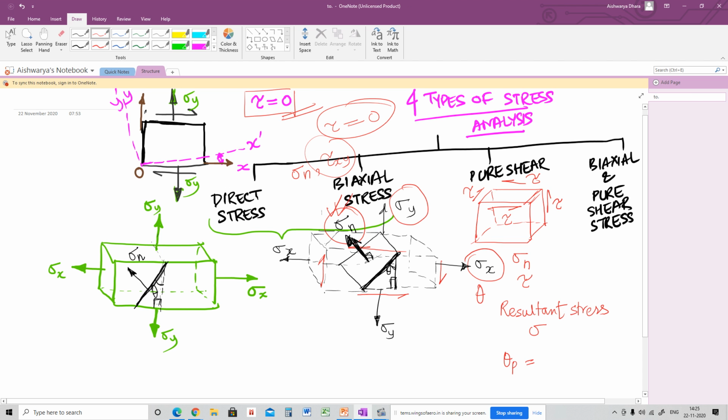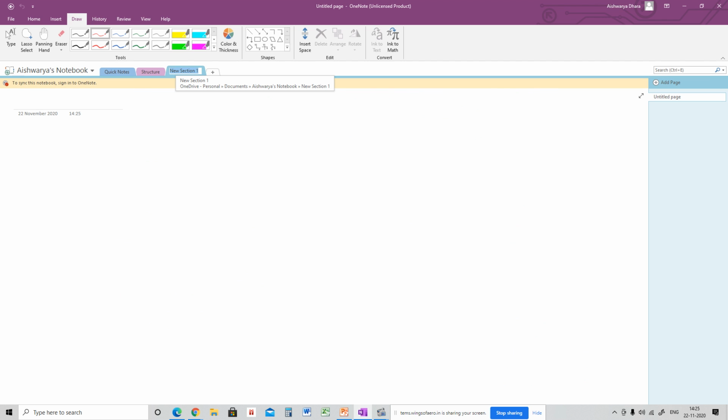That means we will find where the shear stress is zero, that is a maximum condition, right? That is our principal plane that we are going to find out. That is the motto. We will see in all the cases how this varies. Okay, ma'am. Now I will start with the direct stress condition.